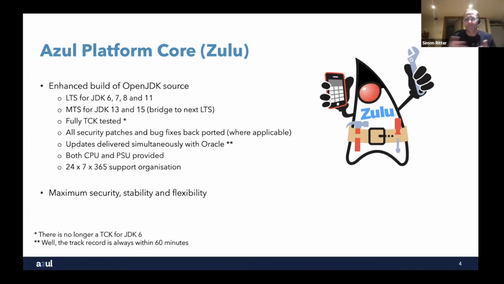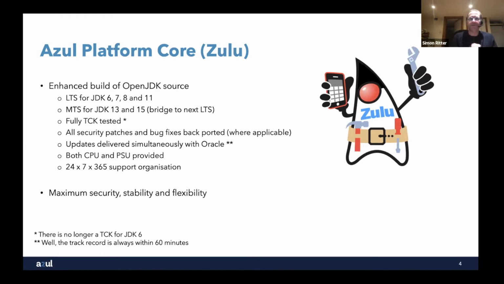We have two things that you can get there. One is the free version, so you can just download it from our website. It's under the normal GPL v2 with classpath exception license. And then we also have a commercial offering, which is for people who are looking for actual proper support and guarantees about when they get the updates and so on. In terms of our long-term support, we actually go all the way back to JDK 6. So we still support 6, 7, 8, and 11.